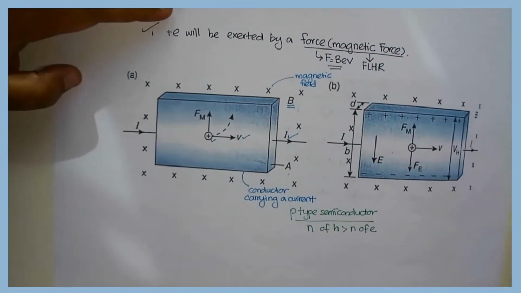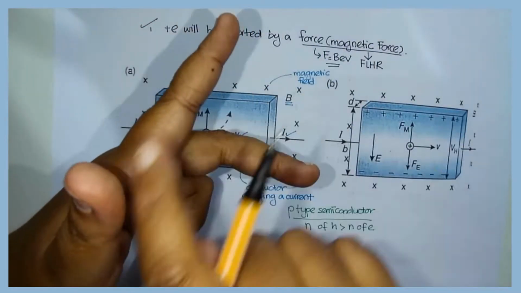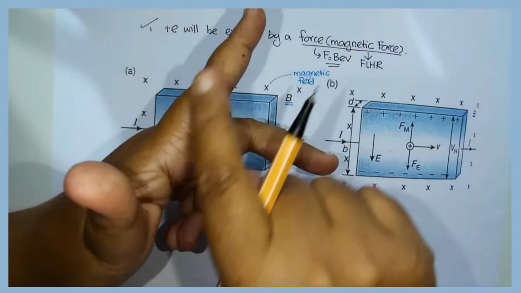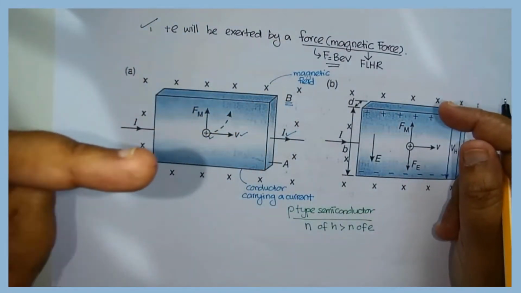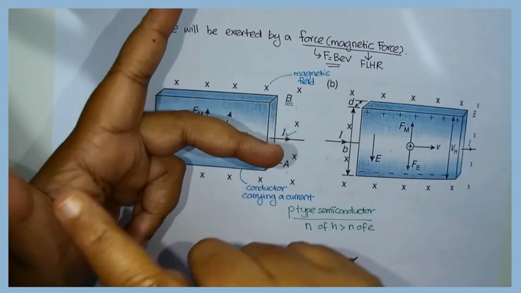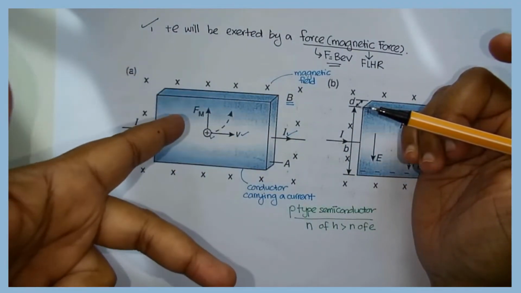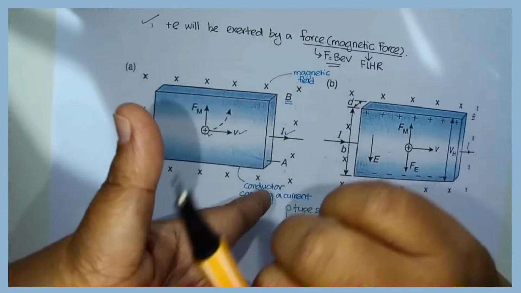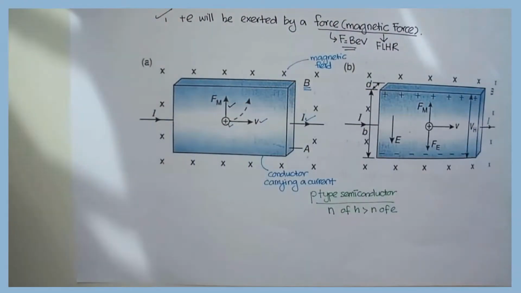So when I look at this example here, the B is going into the page. I take my Fleming left hand rule. This is force, this is the B, this is the I. But I'm not going to use I, because I'm going to look at this particular positive charge carrier, so I'm going to use F, B, V. The B is going into the page and the V is in this direction. So the magnetic force is upward. That is why the magnetic force is upward.